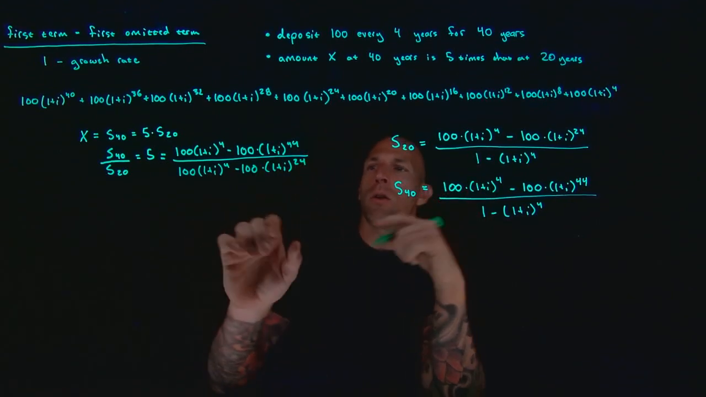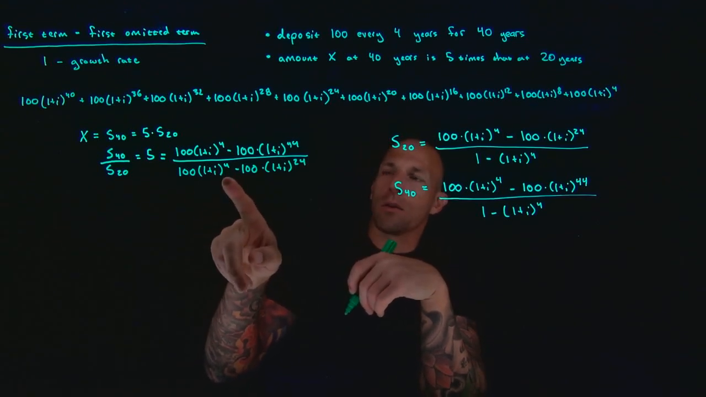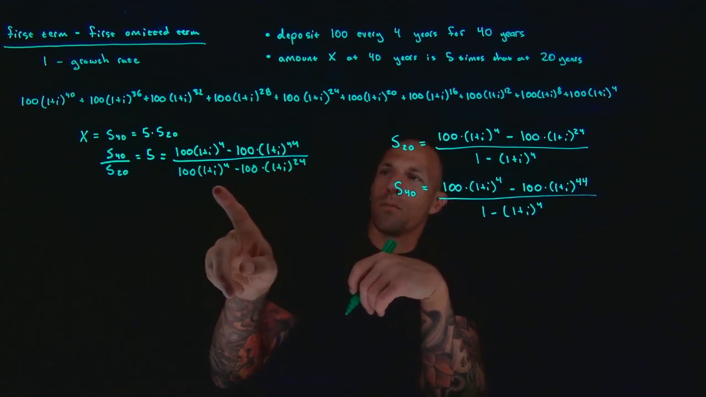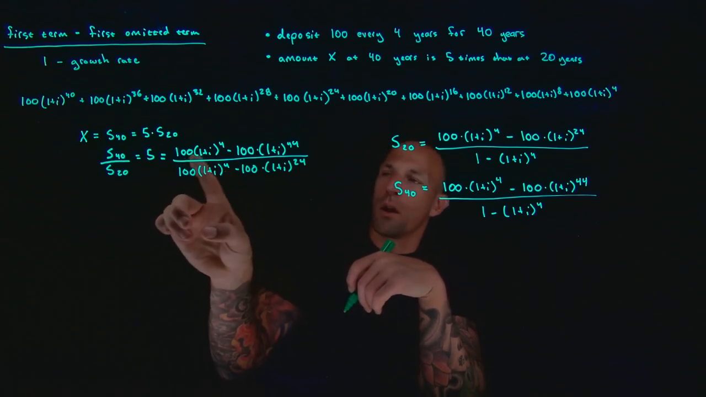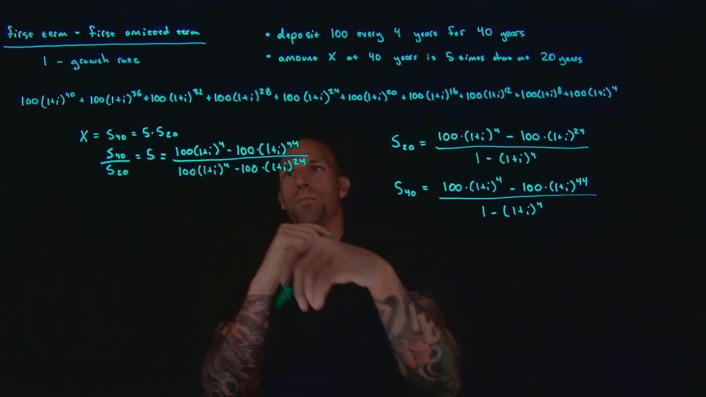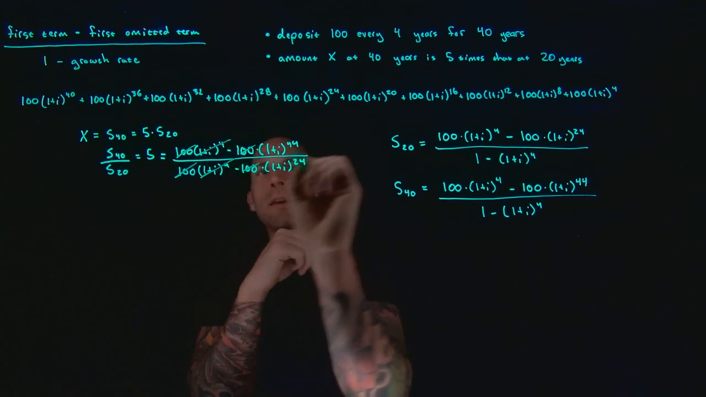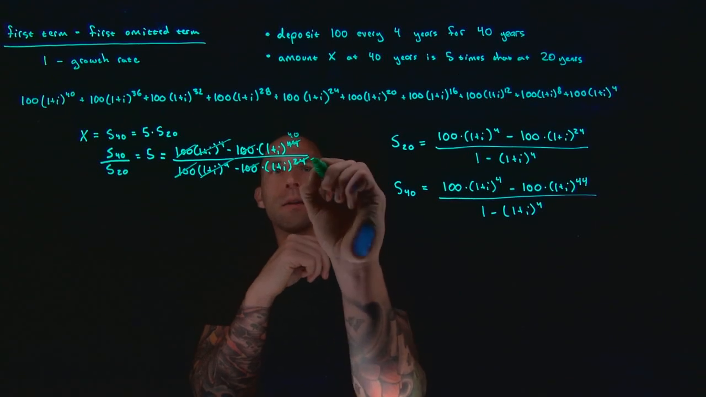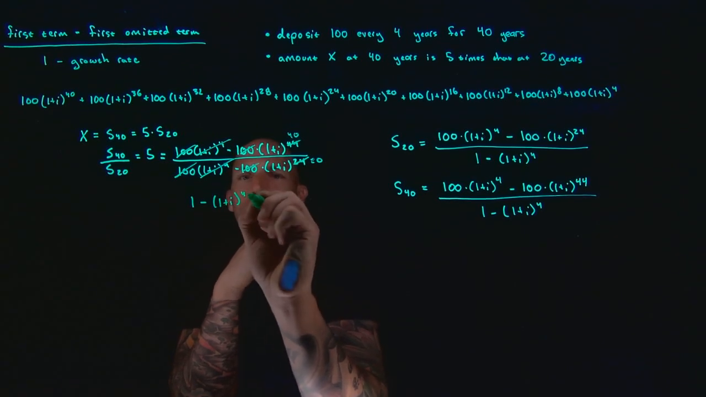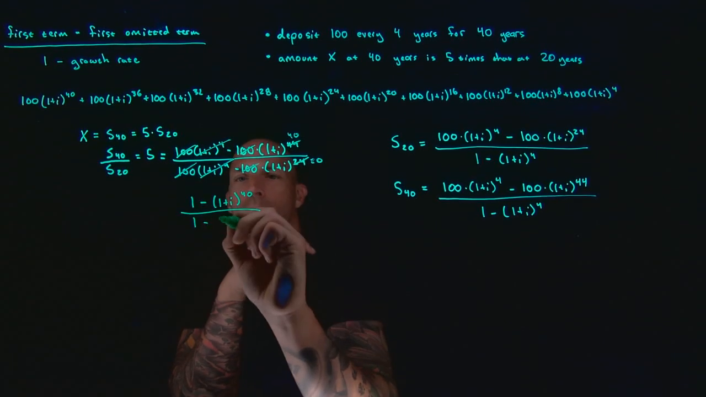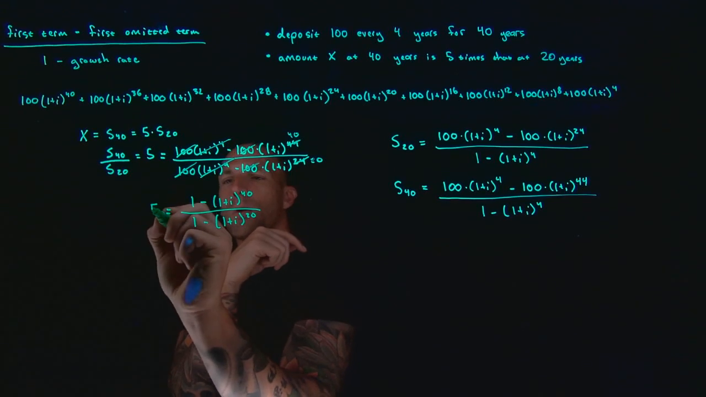And there's more cancellations that we can do, right? We could factor out this 100. And in fact, we can also factor out a 1 plus I to the fourth, because every term in both the numerator and the denominator contains this term right here, 100 times 1 plus I to the fourth. So we can cancel our hundreds, and then we can cancel these as well, leaving us with 1 minus 1 plus I to the 40th over 1 minus 1 plus I to the 20th, and still equal to 5.